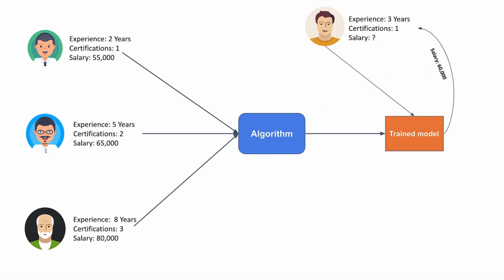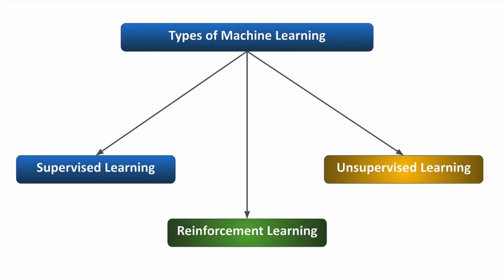As I mentioned earlier, you supply data to a computer and the computer finds patterns in that data, and this process is called machine learning. Here we supplied this data and our algorithm found a pattern, and now based upon that pattern our trained model can make predictions. Now let's look at the types of machine learning.